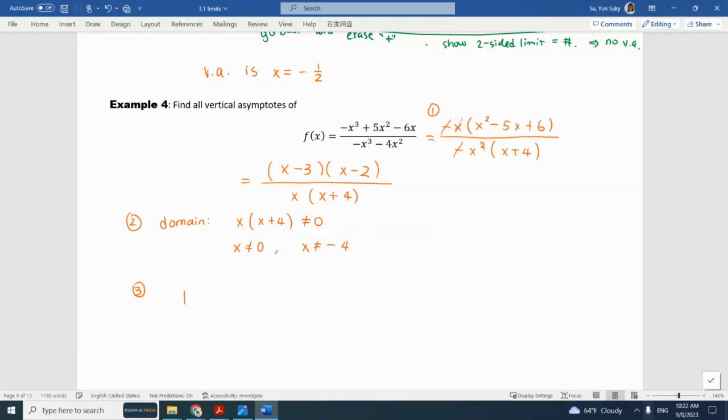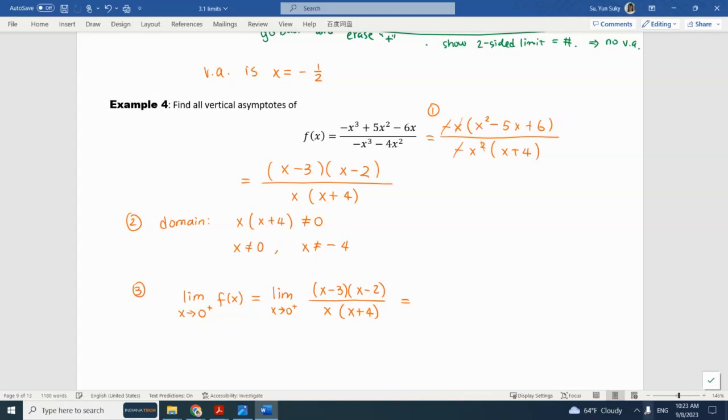Step 3. We have two numbers. For both numbers, we need to check the right side limits. Okay, so where do we plug in? Do we plug in the original equation? We plug in the factor form, right? The simplified factor form. So we have x minus 3, x minus 2, x, and x plus 4. Is that okay, everybody?